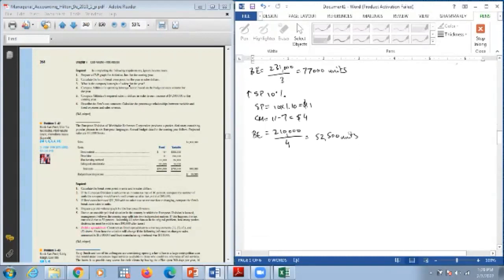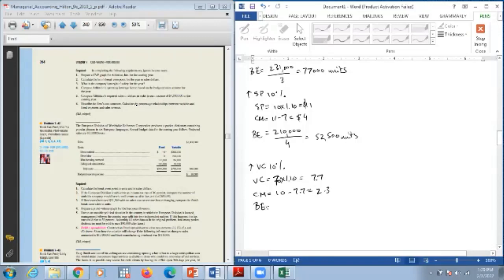Similarly, let's see what happens when our variable cost increases by 10%. This means our new variable cost will be equal to our $7 multiplied by 1.10, or $7.70. This will affect our contribution margin. So we'll take our original sale price minus $7.70, which is our new variable cost. 10 minus 7.7 gives us a 2.3 contribution margin.